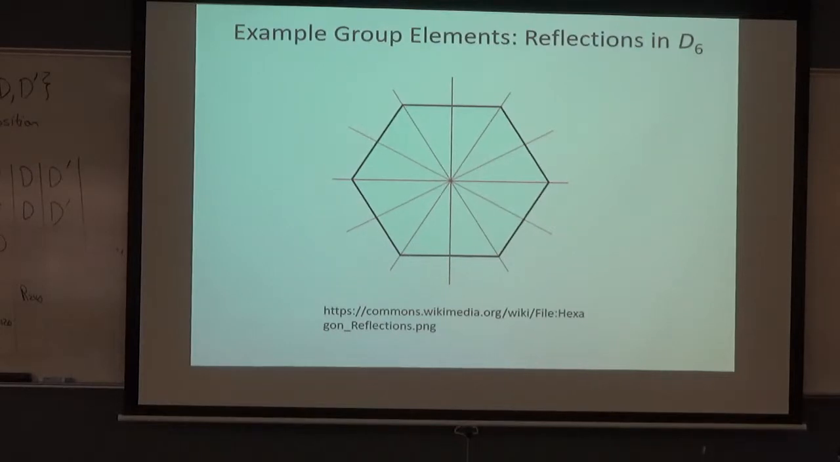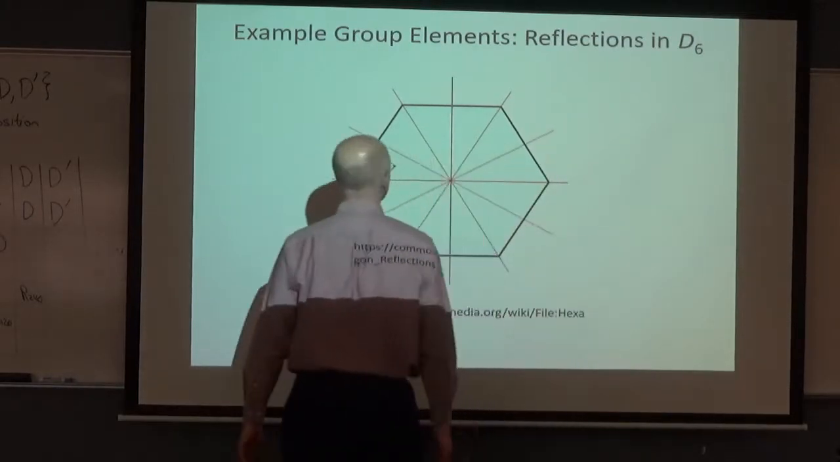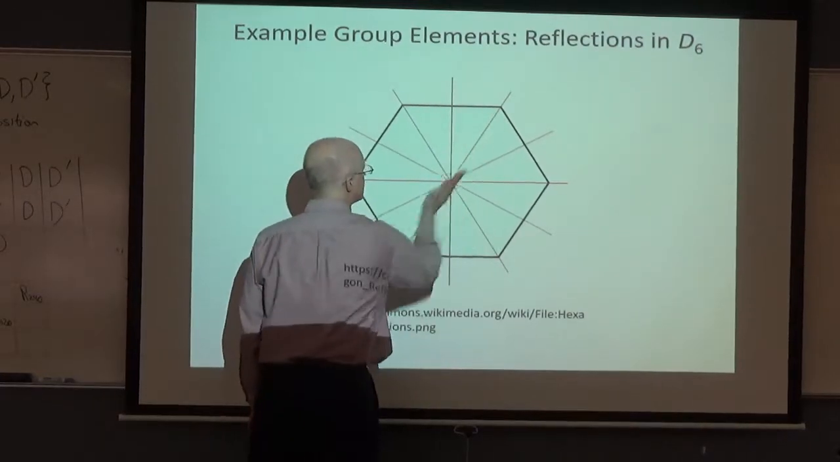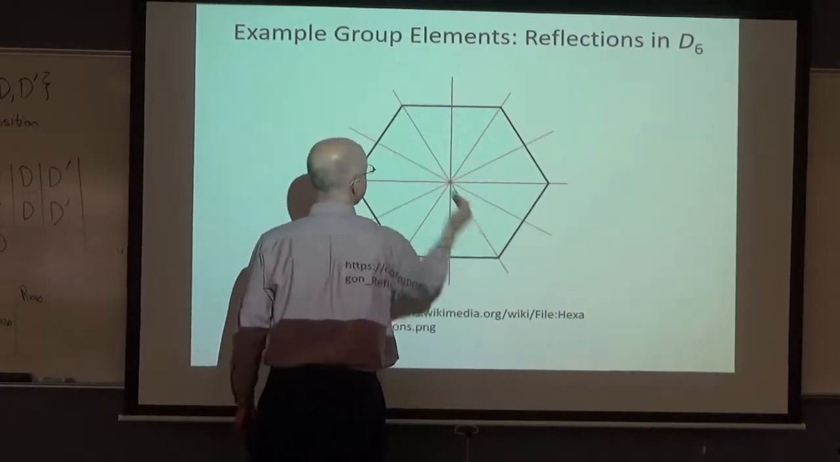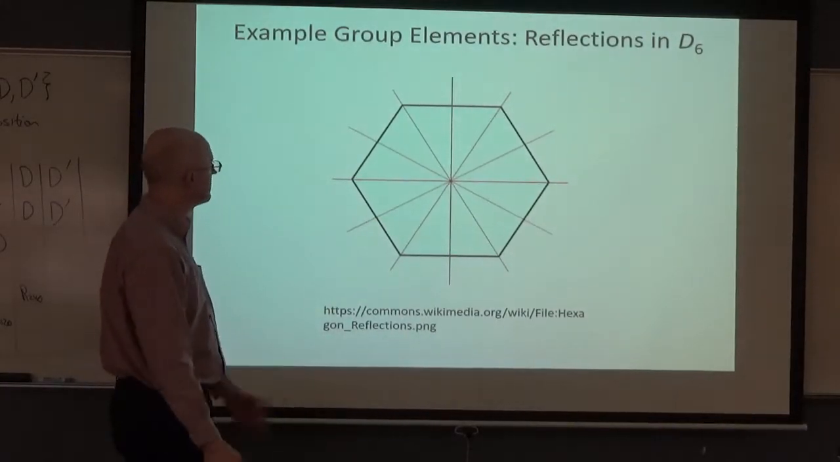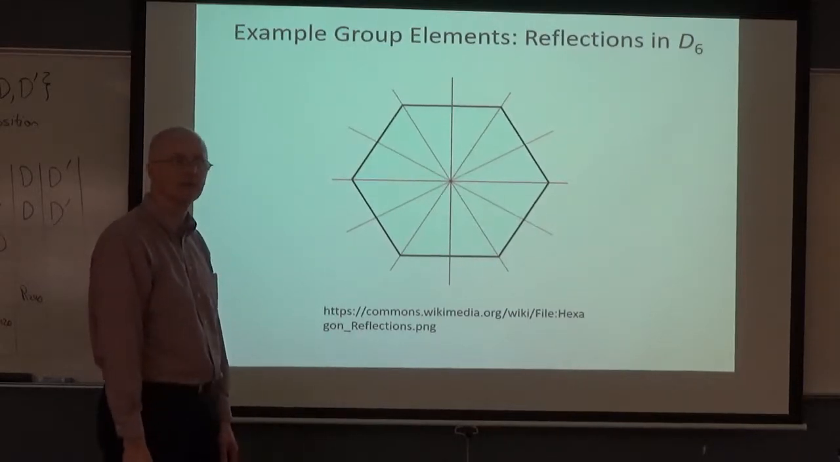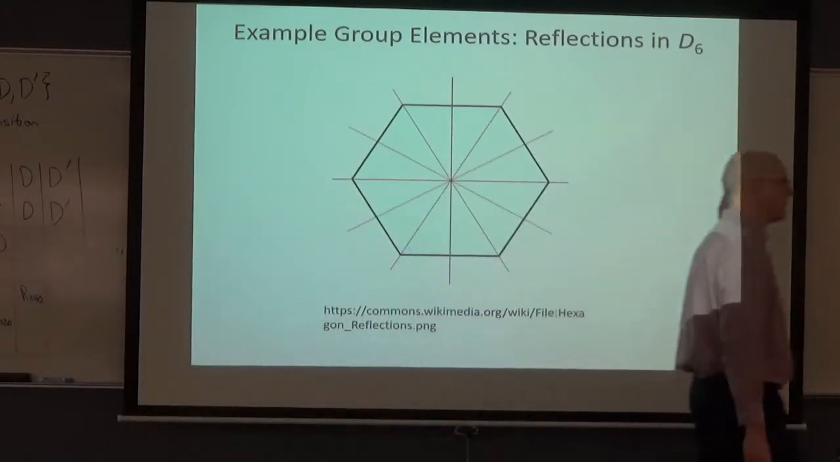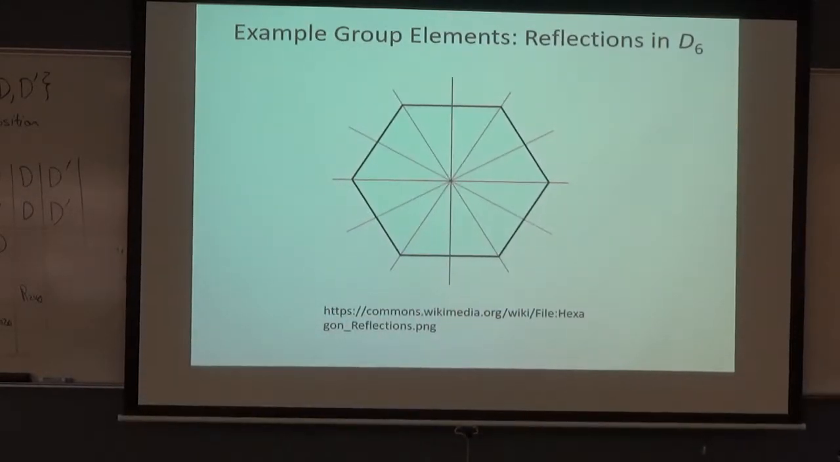Here's an example of how you think about reflections in D6, symmetries of a regular hexagon. The lines of symmetry for the reflection would be these 6 lines. It looks like more than 6 lines, doesn't it? But it is 6. 1, 2, 3, 4, 5, 6. Half of them go through the vertices, half go through the midpoints of the sides, of the edges. Those are the lines of reflection for symmetries in D6.